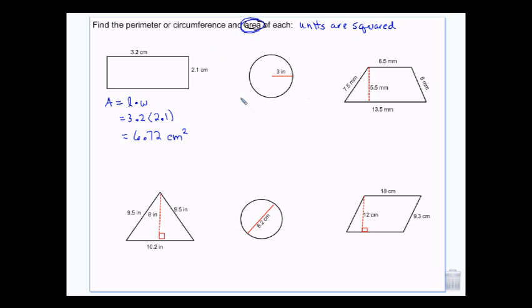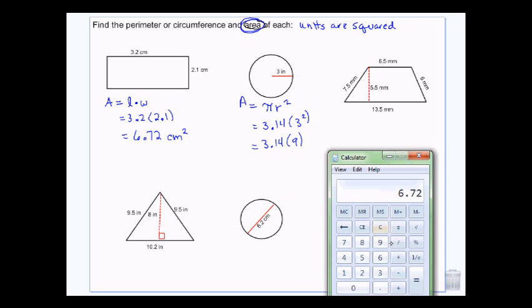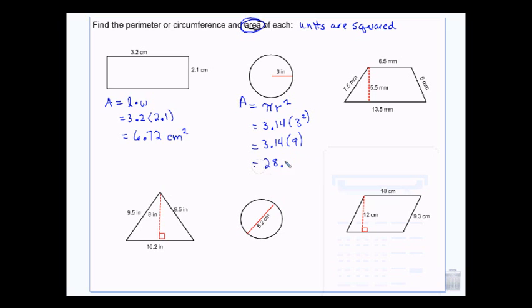Okay, area of a circle is pi r squared. So 3.14 times 3 squared, which is 3.14 times 9. So it's 28.26 square inches.